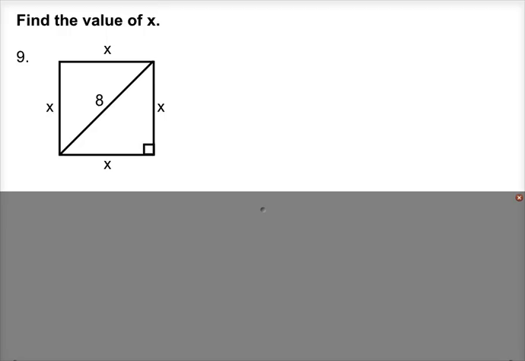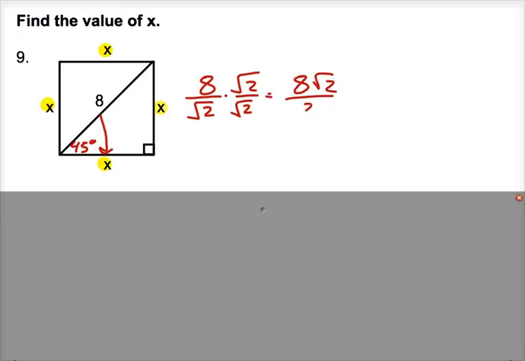Find the value of x. So here's where I have to look and figure out, first thing, since I see all of these values as x's and I see this 90-degree angle in the corner, I know that this is a square. So squares, the diagonal is going to cut these into being 45-degree angles, and I can just do my shortcut that says if I have a 45, 45, 90 triangle and I go from the hypotenuse to one of these sides, I just need to divide by the square root of 2, which means rationalize the denominator. And I get 8 square roots of 2 over 2, reduce, and you get 4 square roots of 2.